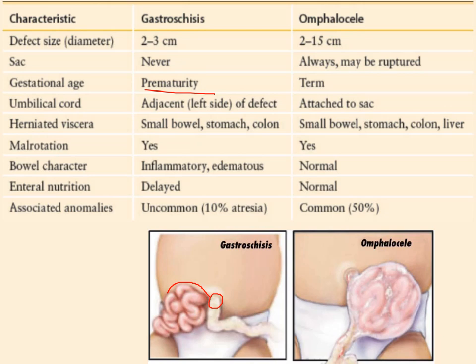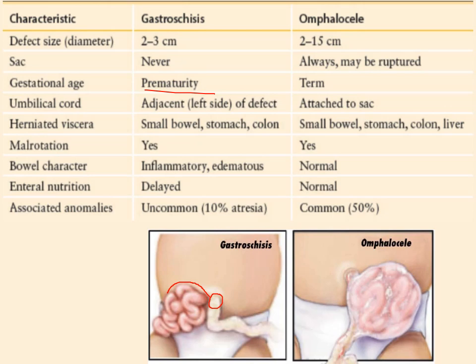Usually, enteral nutrition tends to be delayed. We don't want to start feeding the child because the intestines are out, until we get them in fully and we stabilize them before we can start feeding. And finally, it is not really associated with other anomalies. It tends to usually occur just by itself. Usually, if it's going to occur with an anomaly, it tends to occur with an atresia.